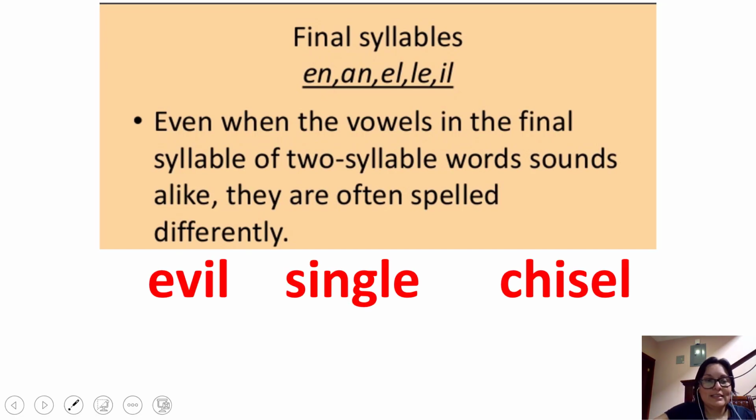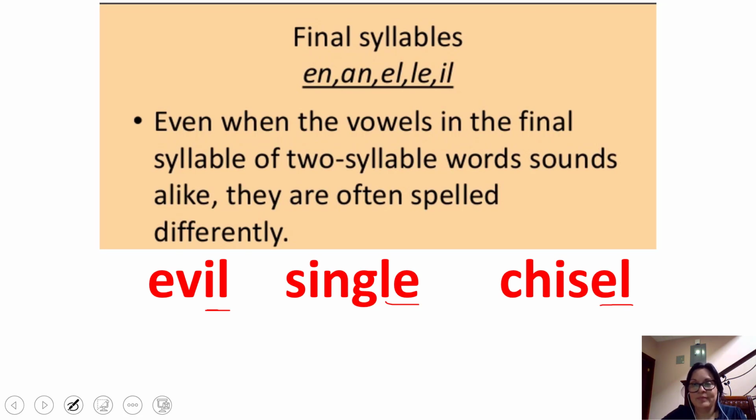You are going to see that the spelling is totally different. For example, here we have evil, single, chisel. If you look at the end syllable, they sound the same. But when we see the spelling, we can see that they are different. The first one has I-L. The second one has L-E. And the third one has E-L. Nevertheless, they sound the same. Evil, single, chisel. So you have to be very careful with that. Not always the final syllables that sound the same are going to be written the same.